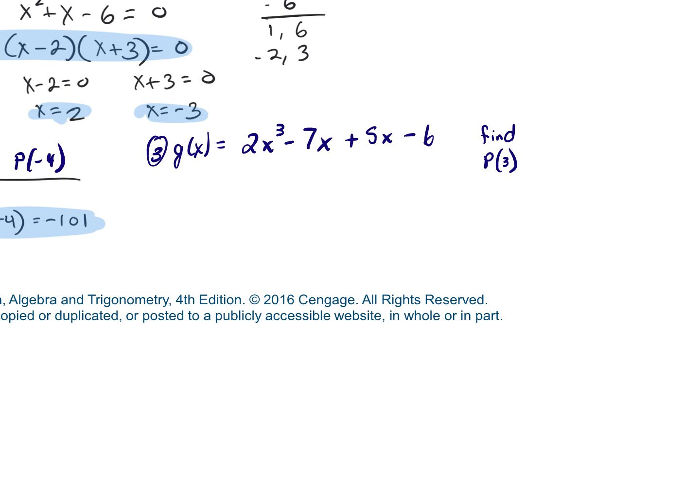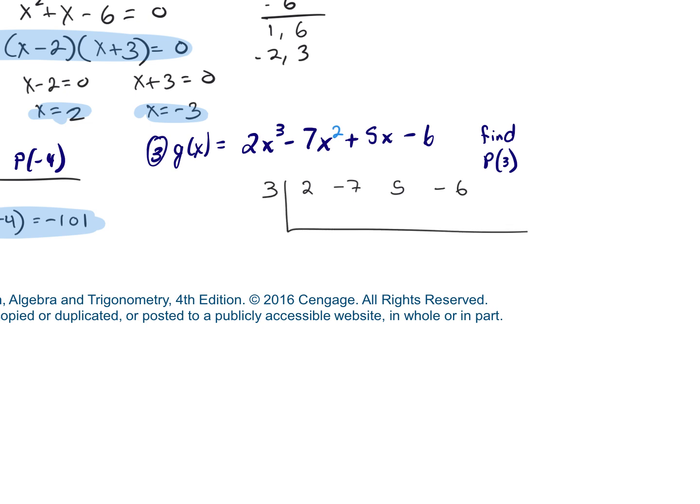Here we have an x cubed. We don't, actually, that should be an x squared. Let's put 7x as 7x squared, and then 5x, then negative 6, and they're asking for P of 3. So it's going to be 2, negative 7, 5, negative 6. I'm going to go ahead and do 3.